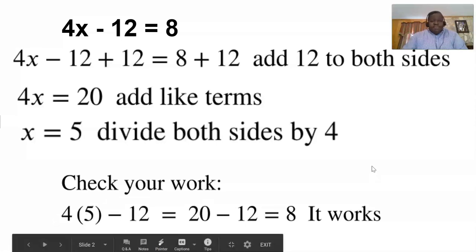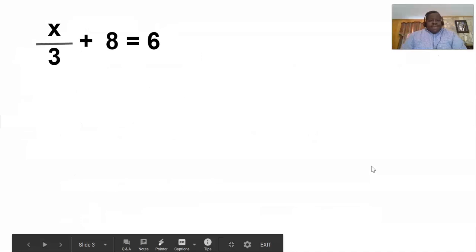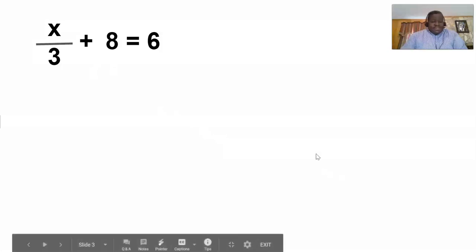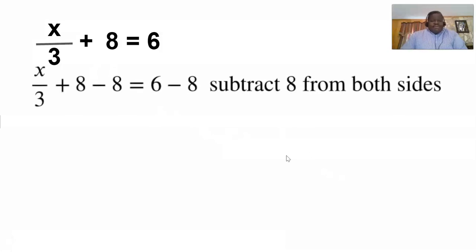Let's look at another problem. x divided by 3 plus 8 equals 6. So how are we going to solve this? Well, first thing, we want to isolate the variable, get the x by itself. So we need to move this positive 8 first. So to do that, we're going to subtract 8 from both sides, as we've done in the previous problem.